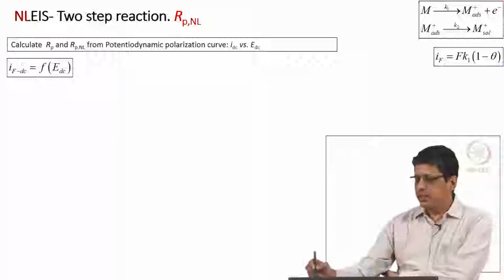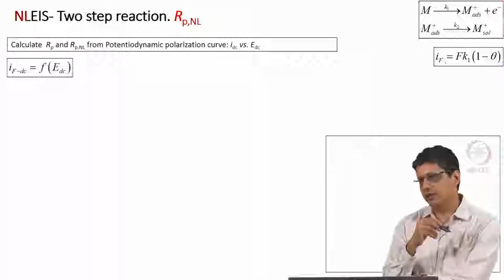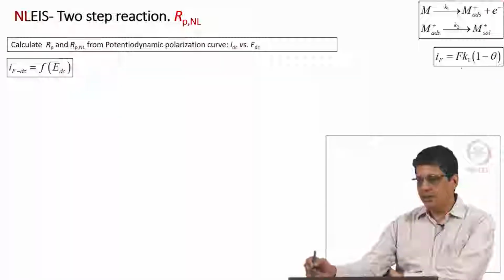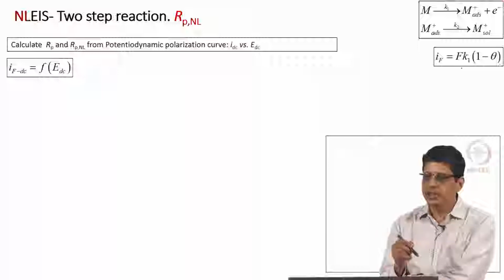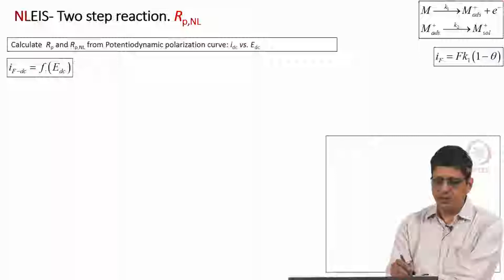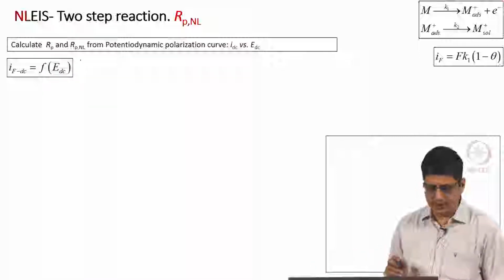We can estimate the DC current for a given DC potential, the Faraday current. So, basically it is this expression with the constraint that potential E is E_DC. So, in general for any mechanism you would write I_F as a function of E_DC, in this case we know what the function is, what the expression is.